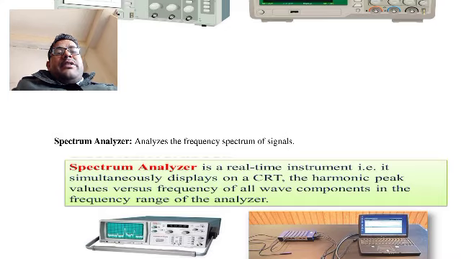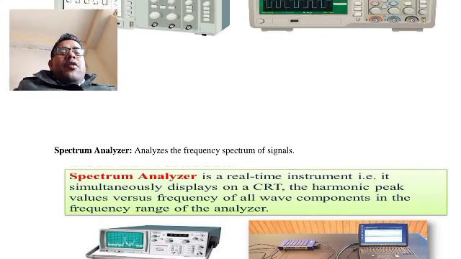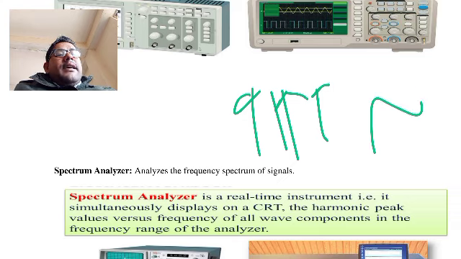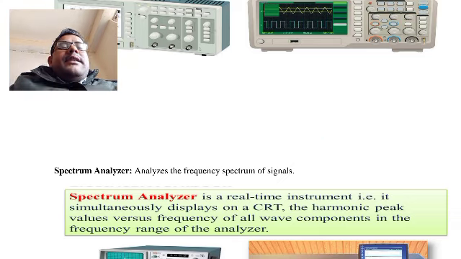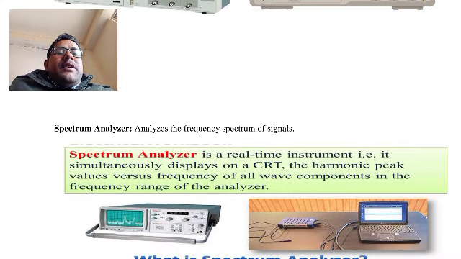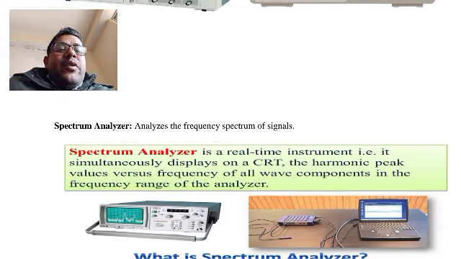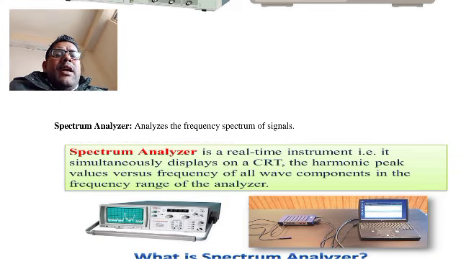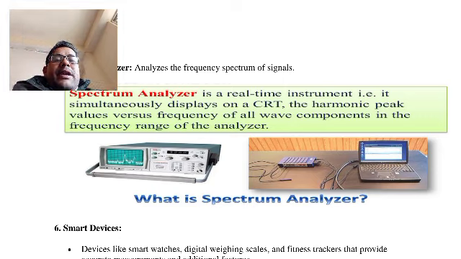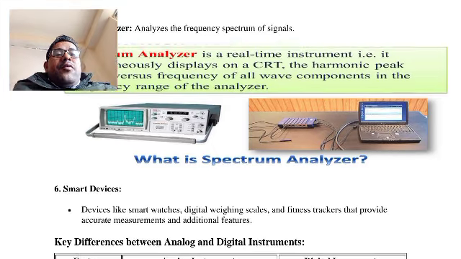Next is the spectrum analyzer. This is also a digital instrument. It analyzes the frequency spectrum of signals. It means how the signal frequency looks, this spectrum looks like this, or like this. Any type of frequency spectrum analysis can be done through the spectrum analyzer. The spectrum analyzer is a real-time instrument. For example, it simultaneously displays on a CRT the harmonic peak value versus all wave components of the frequency range that can be analyzed. So the spectrum analyzer looks like this. We can use it for analysis of the frequency spectrum of signals.